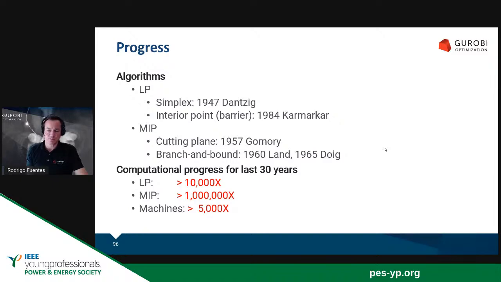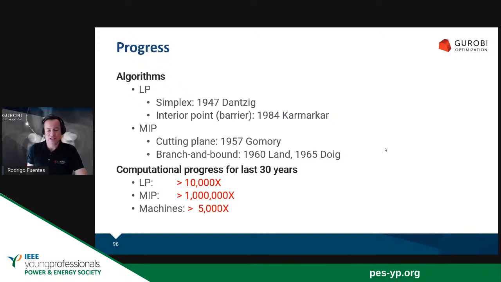To run these problems. So if you look at the last 30 years, the speed at which LP problems and MIP problems can be solved has improved astronomically. Well, I wouldn't say astronomical, but really large: a 10,000 factor speedup on LPs and over a million for MIP is a lot over the last 30 years.